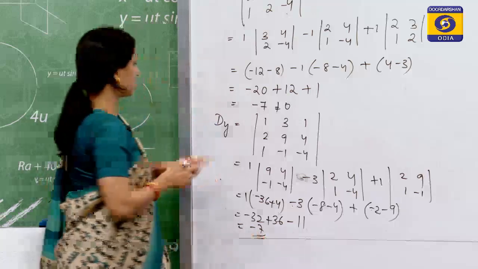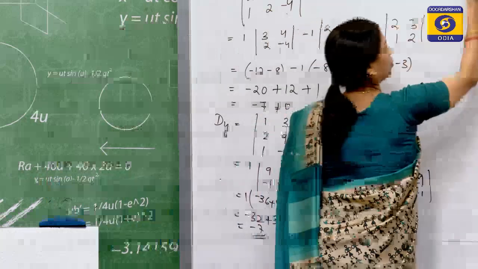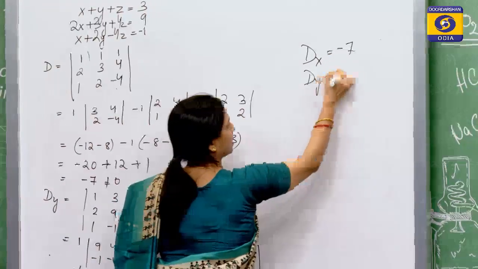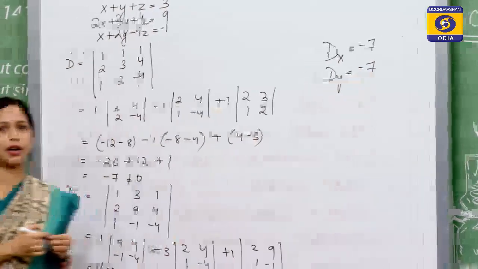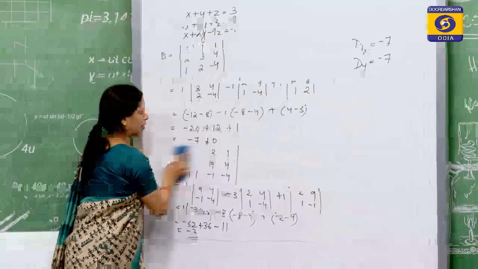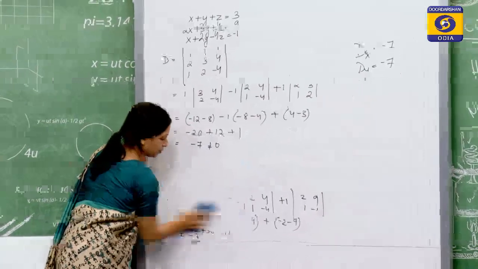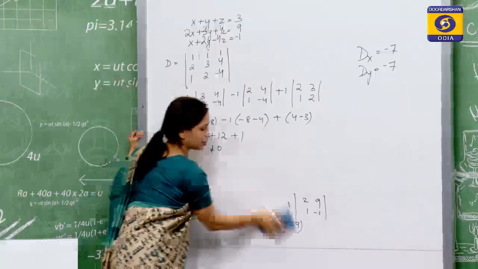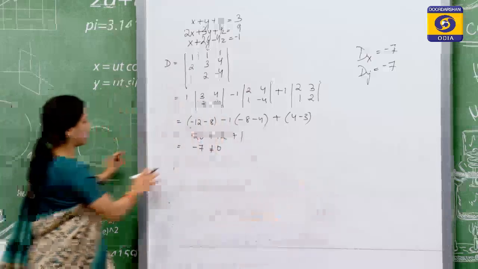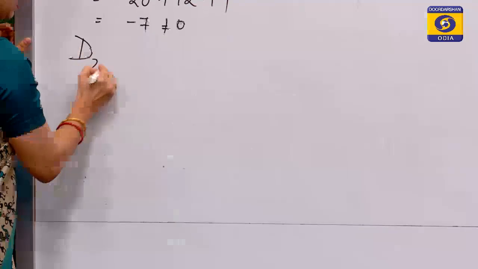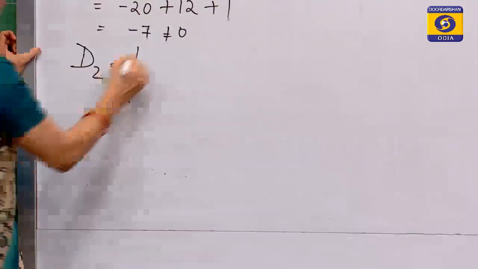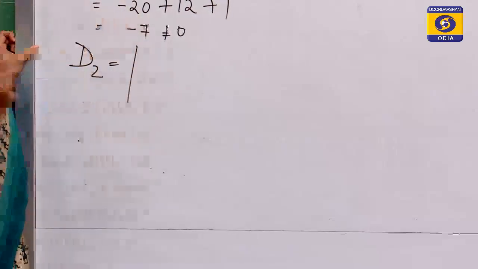Okay. So now we have got two values so far. So, dx value is minus 7, dy value is minus 7. Now, we have to find out dz. Again the same series of steps we have to follow. We have to substitute the coefficient of z with the known values. So, the remaining coefficients remain the same.